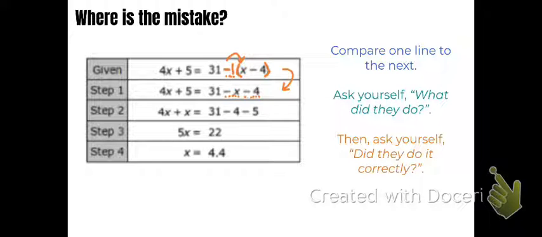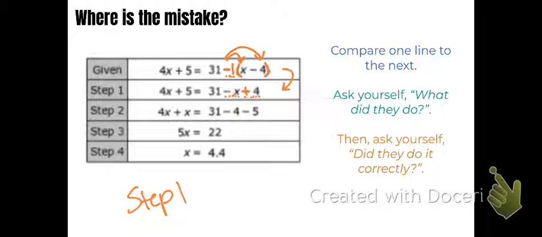Is that correct? No, because you need to distribute the number outside the parentheses to each term inside the parentheses. So negative 1 times negative 4 would be positive 4. So if they ask which step did they make the mistake, you would say step 1.